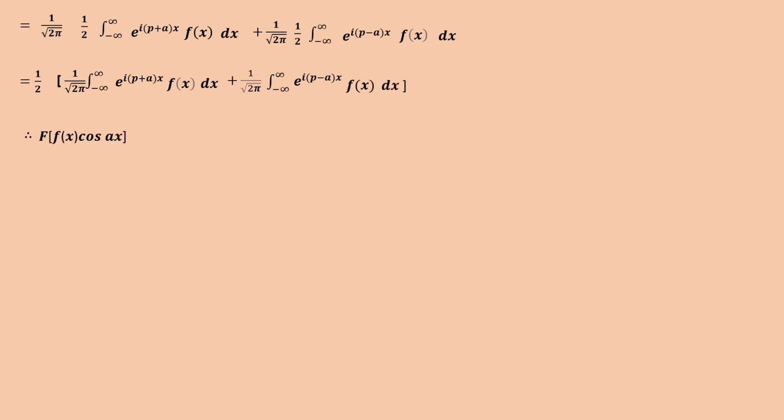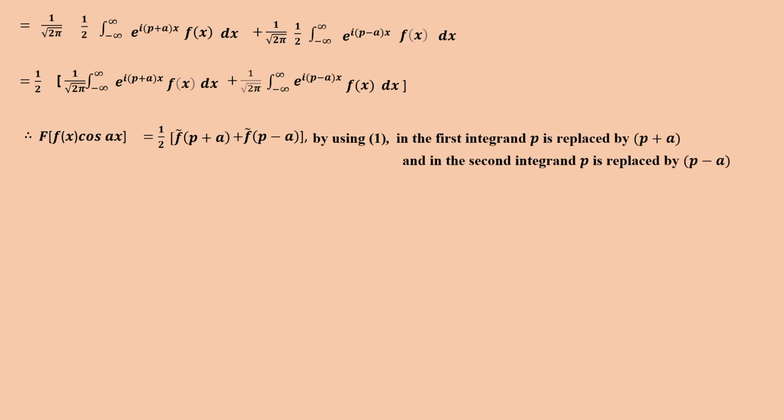So Fourier transform of f of x cos ax is equal to 1 by 2. The first term is nothing but f bar of p plus a, because f bar of p is nothing but the integral with e power i px in equation number 1. So in equation number 1, replace p by p plus a, you will get f bar of p plus a. Similarly in the second term, replace p by p minus a in equation number 1, f bar of p minus a, by using 1, right? So which is to be proved.